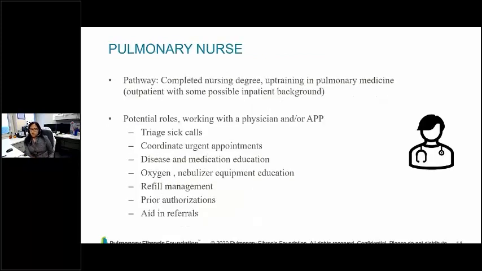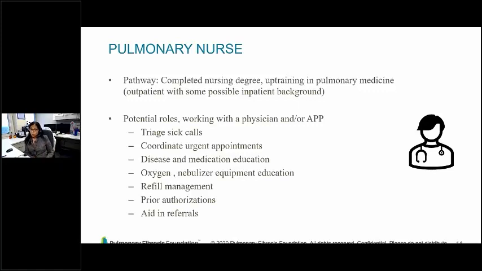When we think about our pulmonary nurses, in a lot of practices, that pulmonary nurse is working with a lot of different disorders, lung diseases. So how the pulmonary nurse gets to that place is they've completed a nursing degree, they do specific up-training in pulmonary medicine in the outpatient setting. Sometimes there's some inpatient background as well.